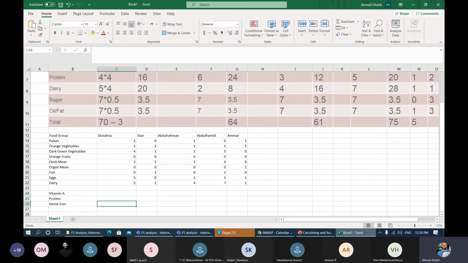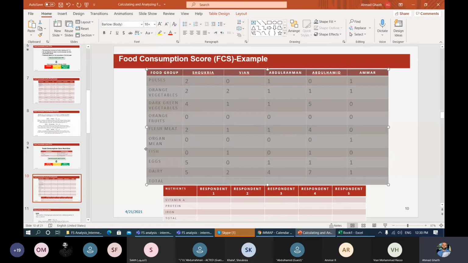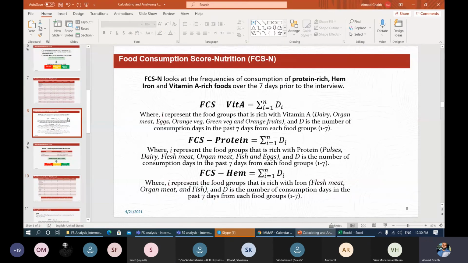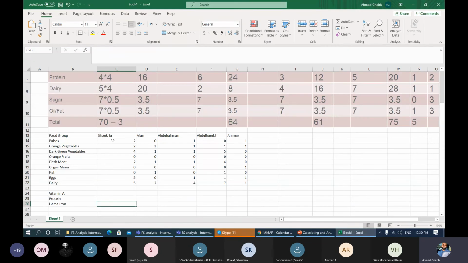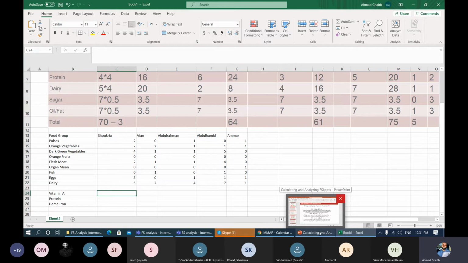So each one, from this whole list, is calculated separately. In order to get vitamin A for shukriya, it's just simple addition of the number of days for each group that counts for that nutrient. So which ones will we add for shukriya to get vitamin A?